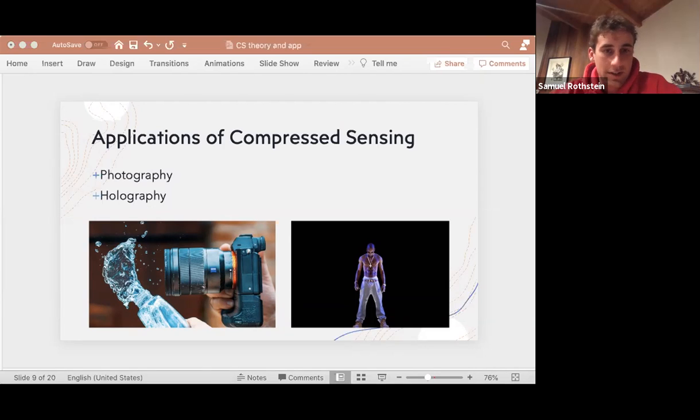The next thing that I want to talk about is that compressed sensing is also used to improve image reconstruction in holography. And holography, if you don't know, is the science and practice of making holograms. So in the PowerPoint, I have a hologram of Tupac. Tupac's not alive, but his hologram lives on. Anyway, compressed sensing is also used in that field.